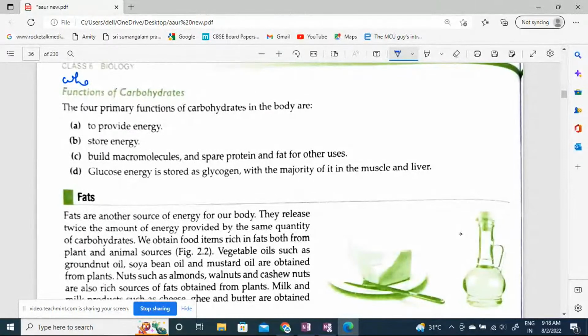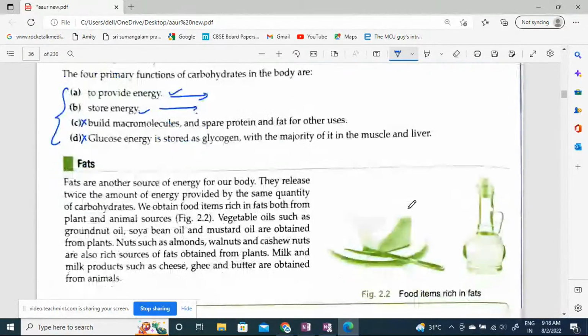What are the functions of carbohydrate? There are four primary functions. Carbohydrates provide energy, and carbohydrates store energy. They are macromolecules, and glucose energy is stored as glycogen. So I think these two are the main functions of a carbohydrate. Okay.